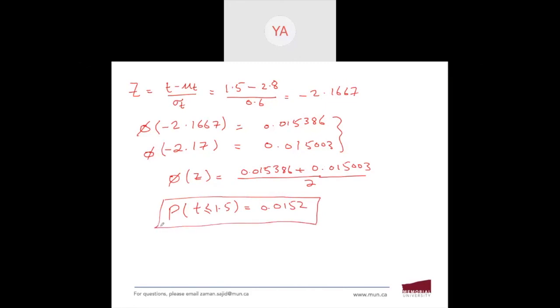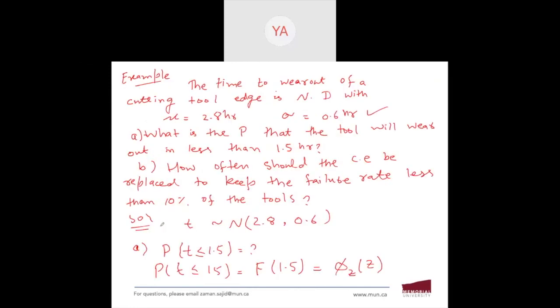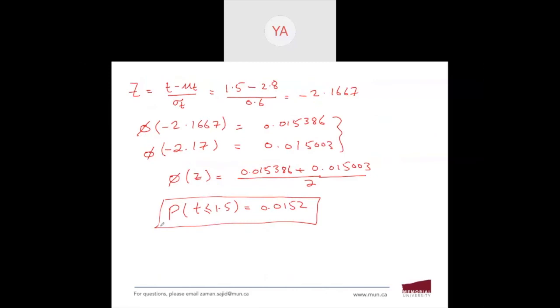Now in the part B, he is asking how often should the cutting edge be replaced to keep the failure rate less than 10%. Folks, I will go on the next slide. So this is the part B here. He's asking to find out the probability of t less than or equal to t of r, which is equal to 0.1. Or basically we need to find out our t of r when we have the 0.1.